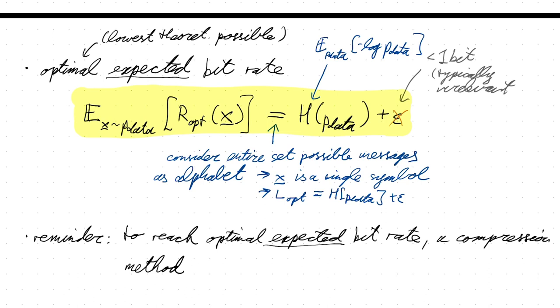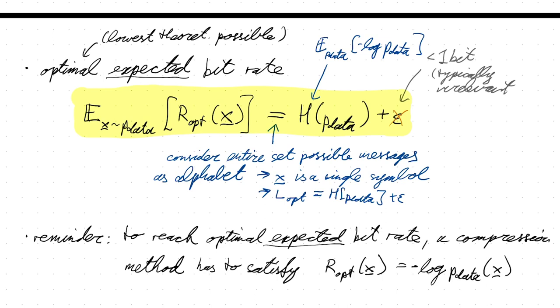So in order to reach this optimal expected bit rate, a compression method has to satisfy this relation: the bit rate of x equals, and now I'm not talking about the expectation value, I'm talking about every individual bit rate for every individual message, it has to be the negative log, so the information content, of the probability of that symbol. And of course, again, plus some small epsilon. So again, this is also an important relation to remember.